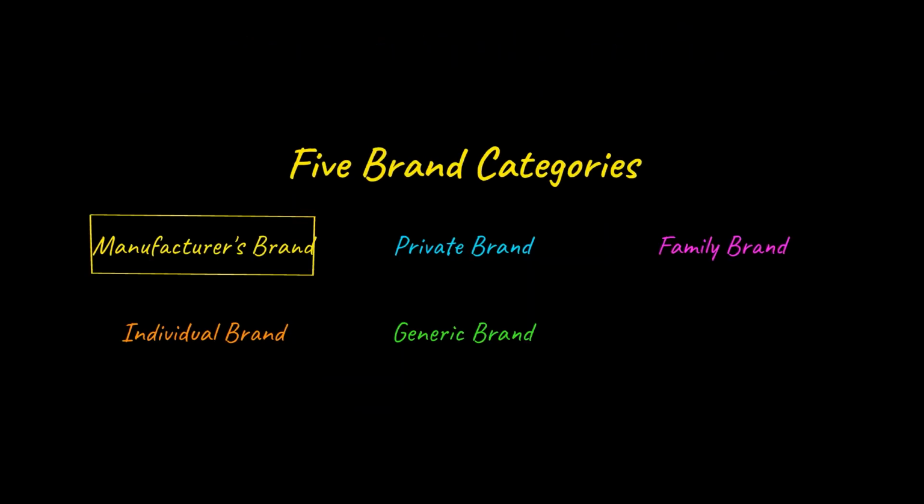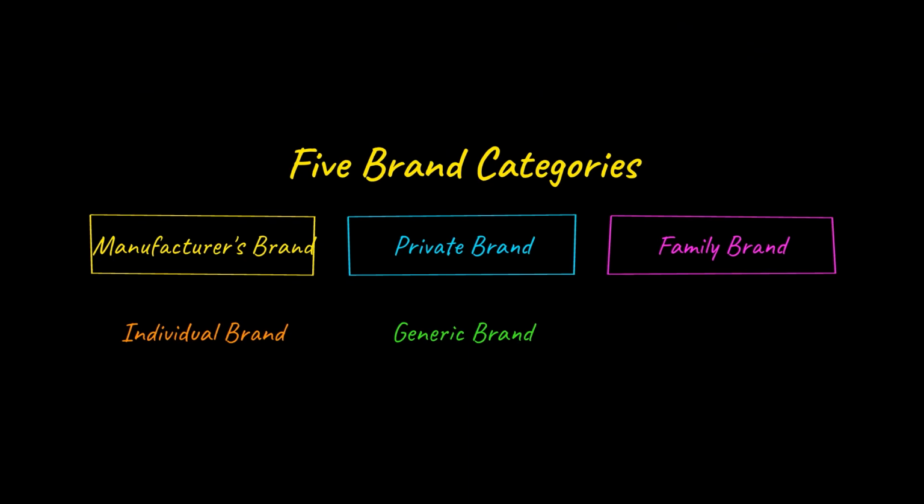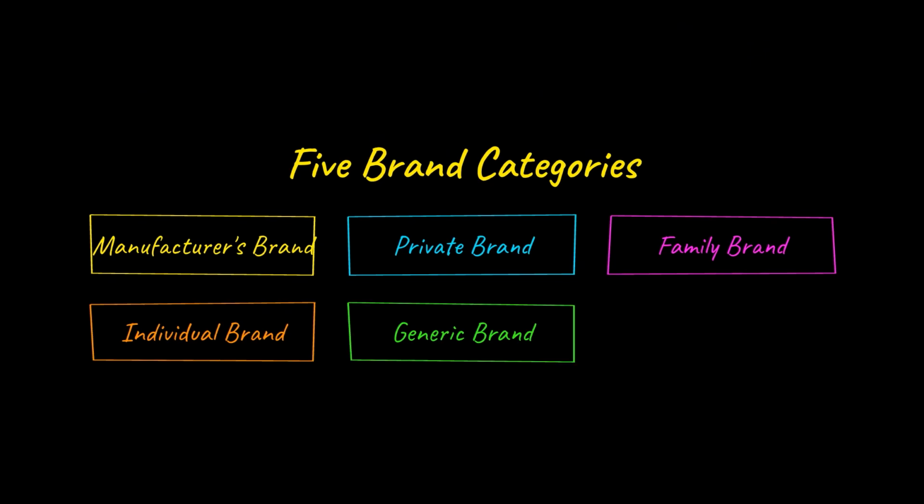Brands also fall into 5 strategic categories. A manufacturer's brand carries the producer's own name. A private brand is sold under a retailer's label. A family brand uses one name across related products. An individual brand gives each product its own name. A generic brand uses plain, no-name packaging.